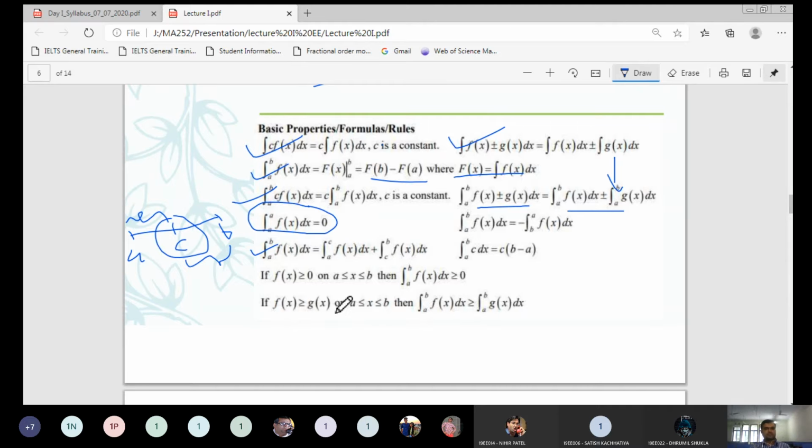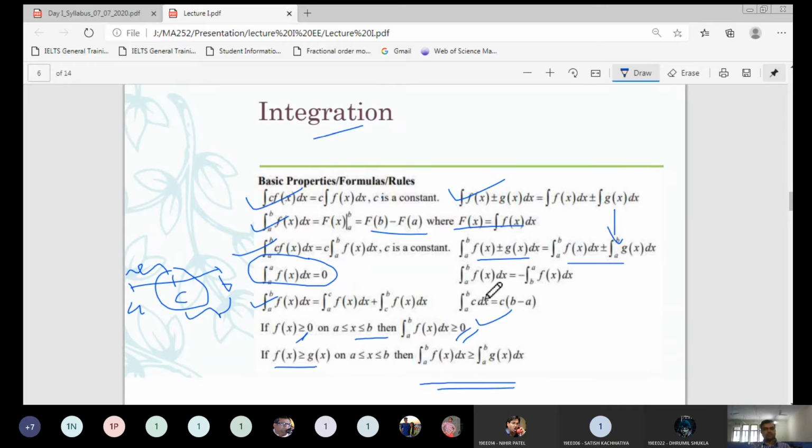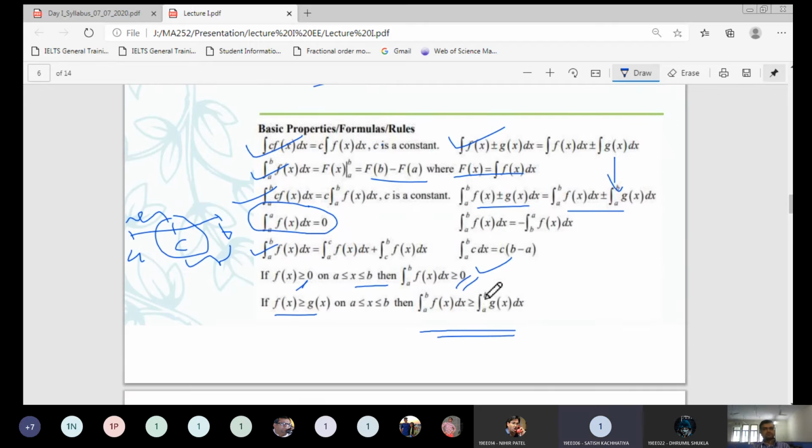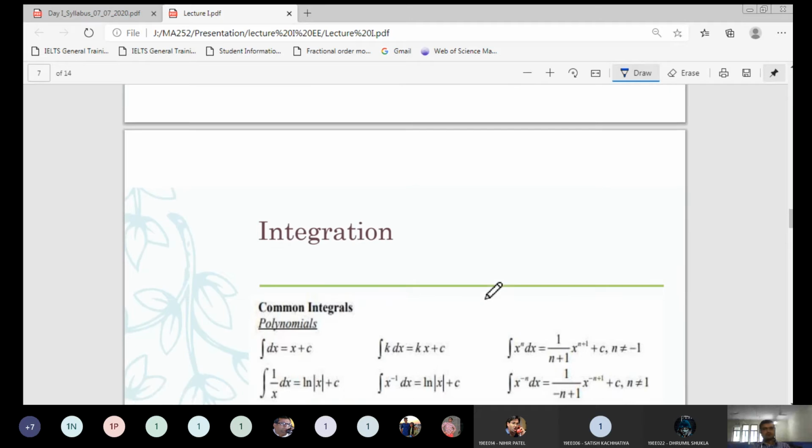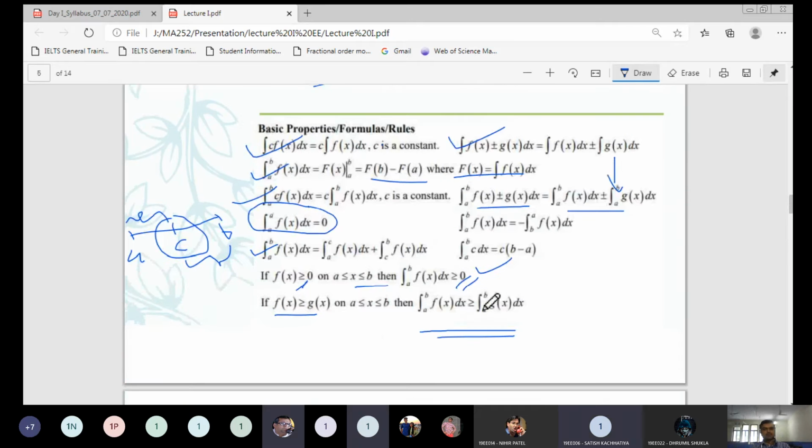If f of x is greater than or equal to 0 on a less than or equal to x less than or equal to b, then the integration from a to b of f of x dx is always greater than or equal to 0, meaning it will always be positive. If the function is positive, then the integration will also be positive. If f of x is greater than or equal to g of x, then the integration also follows that path. That means the integration from a to b of f of x dx is greater than or equal to the integration from a to b of g of x dx. Is there any problem in this slide? Is it visible?